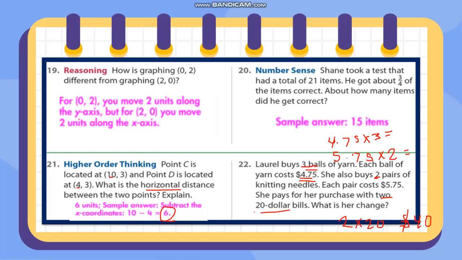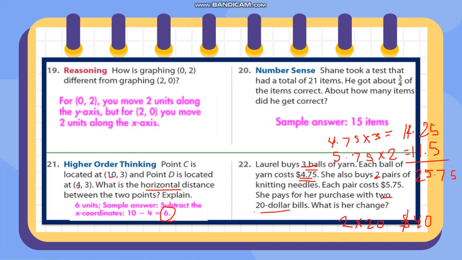Okay, so let me continue. We have 4.75 multiplied by 3. So 4.75 multiplied by 3 is equivalent to $14.25. And 5.75 multiplied by 2 is equivalent to $11.50. So if you add $11.50 and $14.25, the total is equivalent to $25.75. And she pays for her purchase with $40.